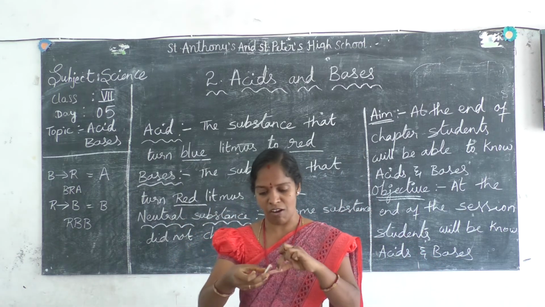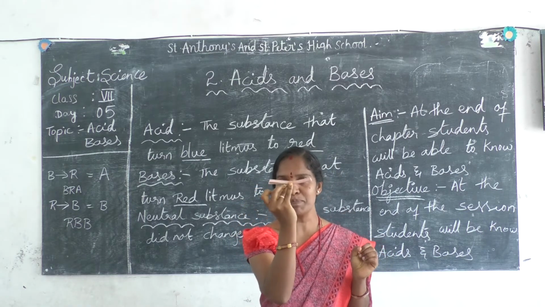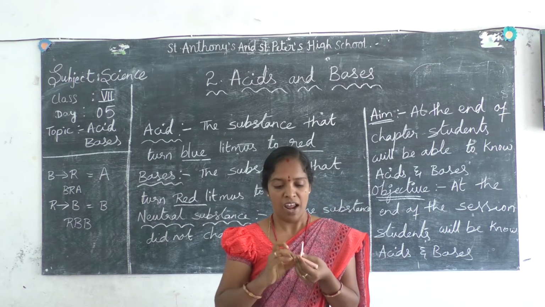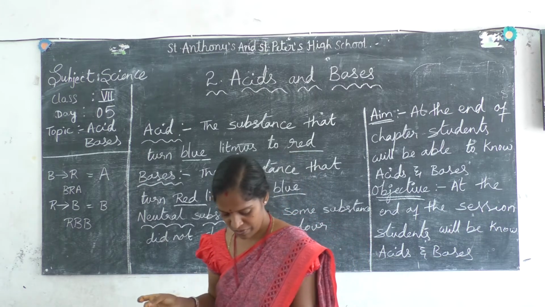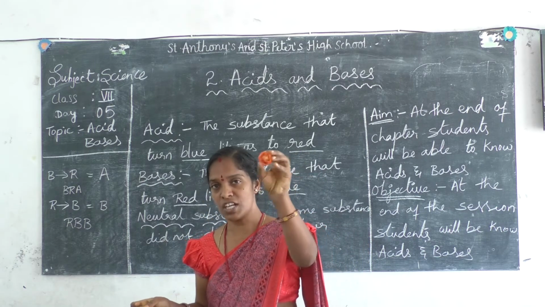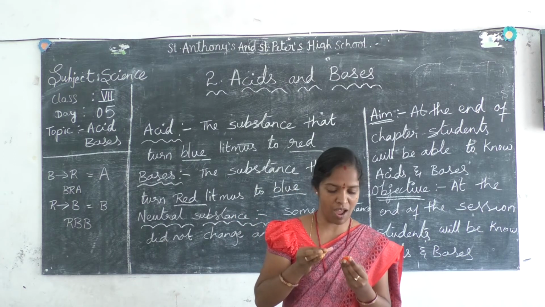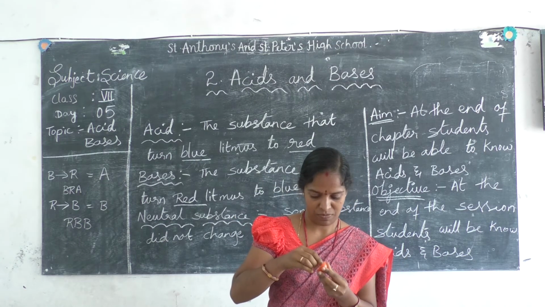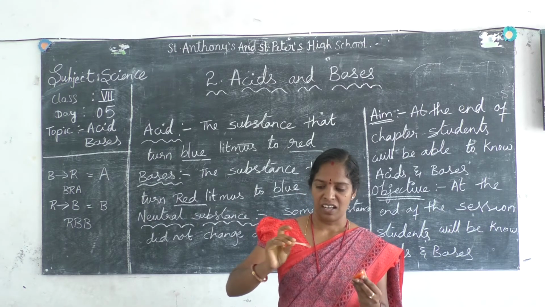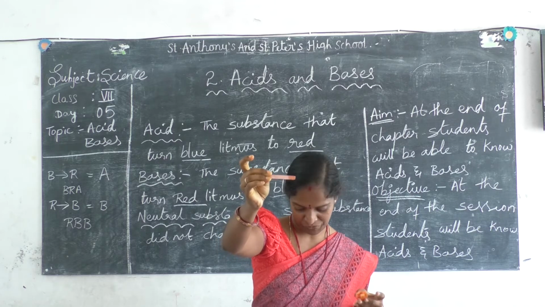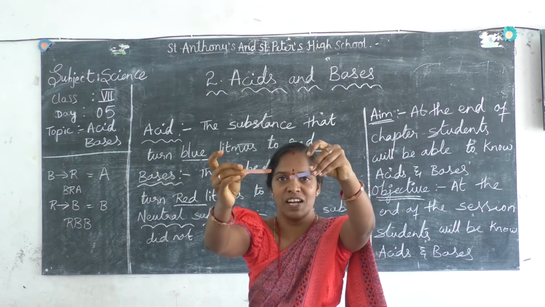Okay. Now see here. Which paper is this? Good. This is a red litmus paper. Now I am taking this red litmus strip. What is this? It's a tomato. In the tomato, again I am using this litmus paper now. Are you finding any change here? See the difference.